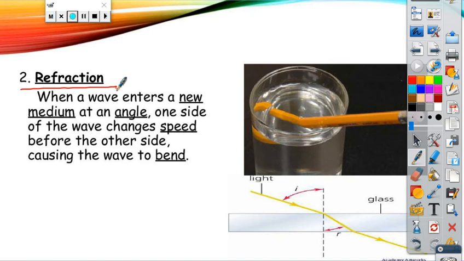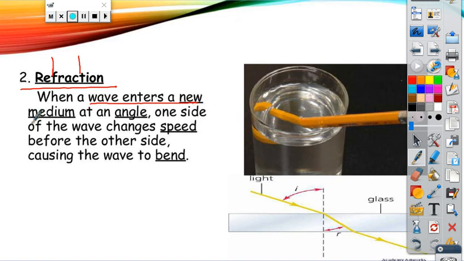Second one, refraction. Notice the difference between reflection and refraction. Refraction is very different. In this pencil, you can see that the pencil is in the water, but it looks like it's bent. It's like when you are trying to look in the water at something and you grab at it and you don't quite hit it. Well, that's because of this thing called refraction.